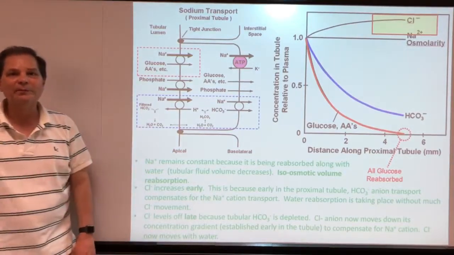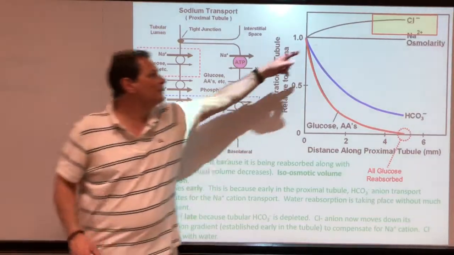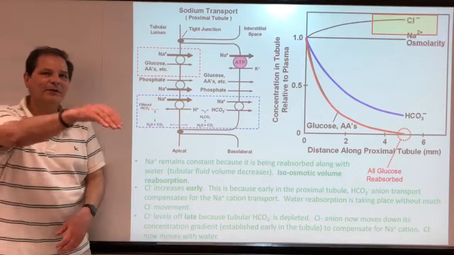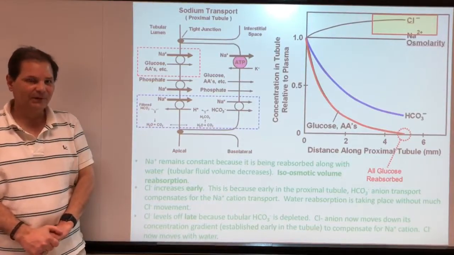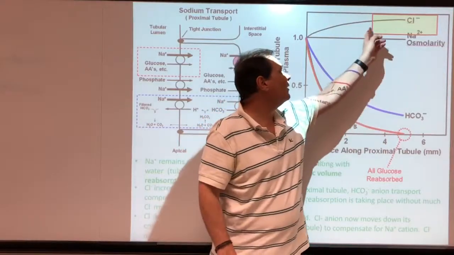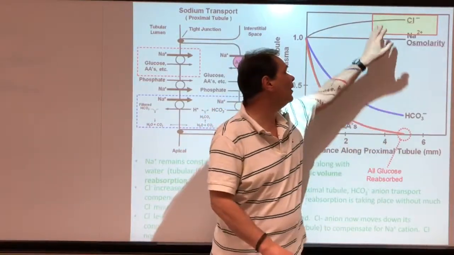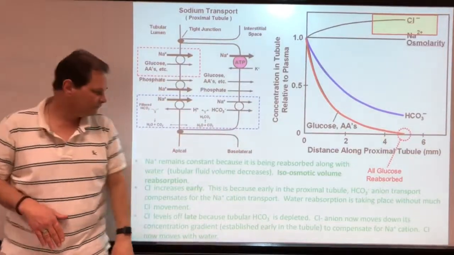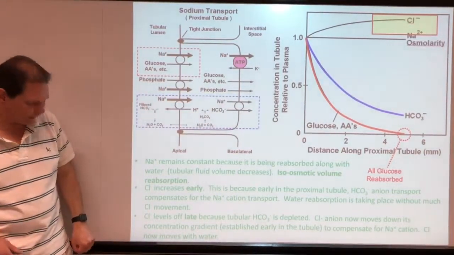And because it's moving proportionate to the water, the concentration doesn't change, and you get a leveling off of that concentration late. So it rises initially, but then later, as you run out of bicarb and the chloride starts to leave the tubule along with the water, the concentration levels off and doesn't change, okay? Or not as much. All right.